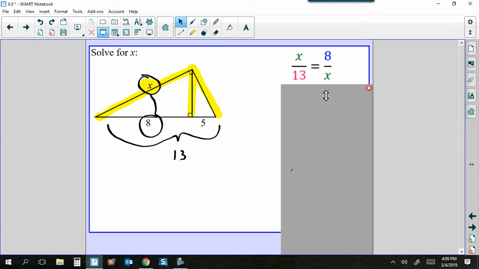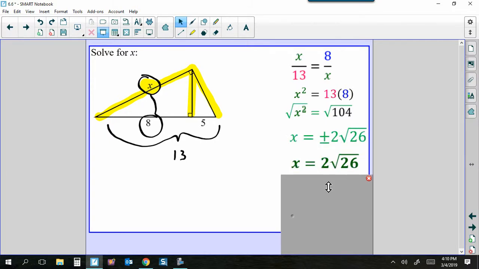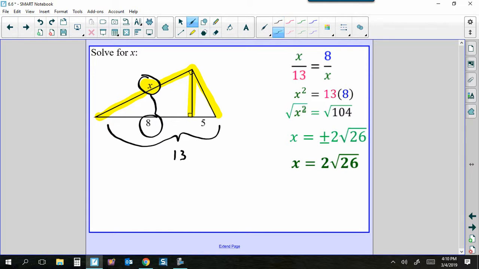There are so many different ways, actually 4 different ways you could set this up, and we would all be right. Because no matter what, when you cross multiply, everybody should be getting X squared is equal to 13 times 8, which is X squared equals 104. Now we're going to take the square root of both sides to get rid of that exponent, and we get that X is equal to plus or minus 2 radical 26. Initially, you should have gotten that X is equal to the square root of 104.